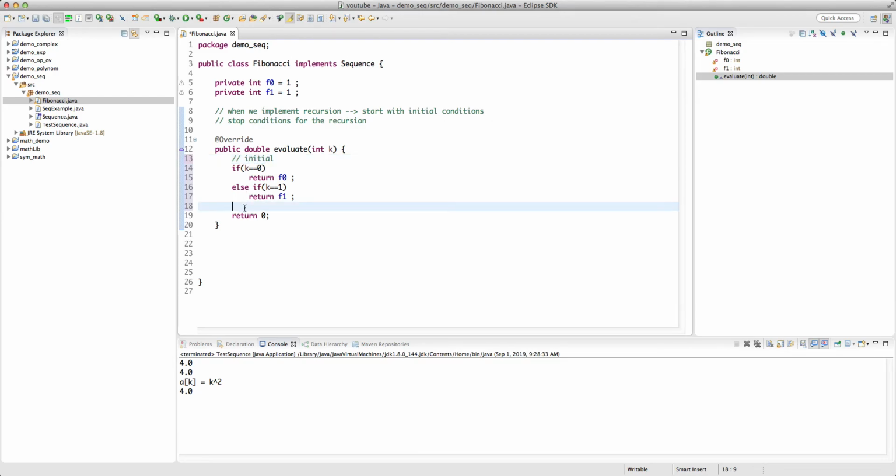And finally, we actually don't need to have an else here, because it first checks these two and it has a return, so the method ends up terminating or going back. But I'm going to put the else here anyways. So if k is not 0 and not 1, I need to implement recursion.